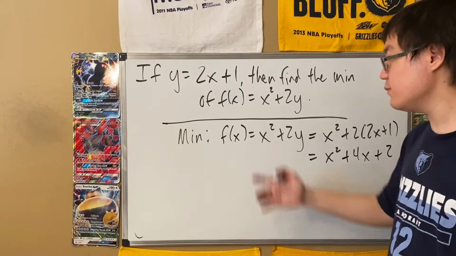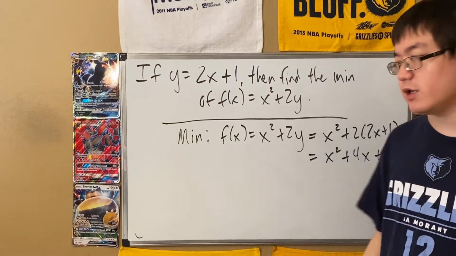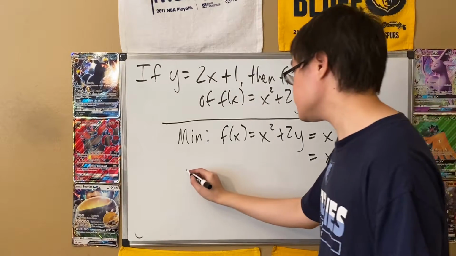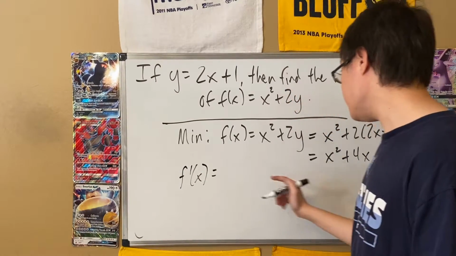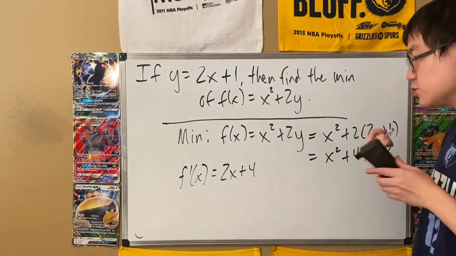So now it's derivative time. We change the function that we care about, using the constraint, in terms of only one variable. So the second step is take a derivative. Looks like my derivative is just going to be 2x plus 4 using the power rule, taking the 2 down, obviously subtracting 1.